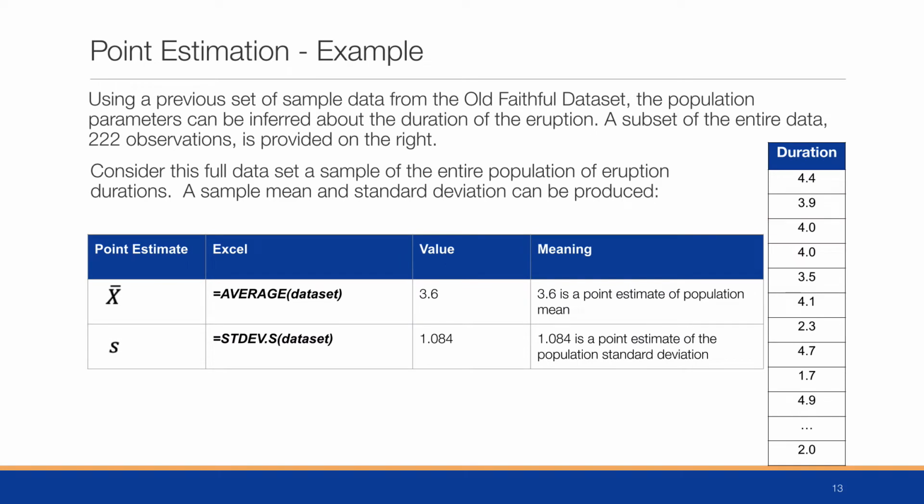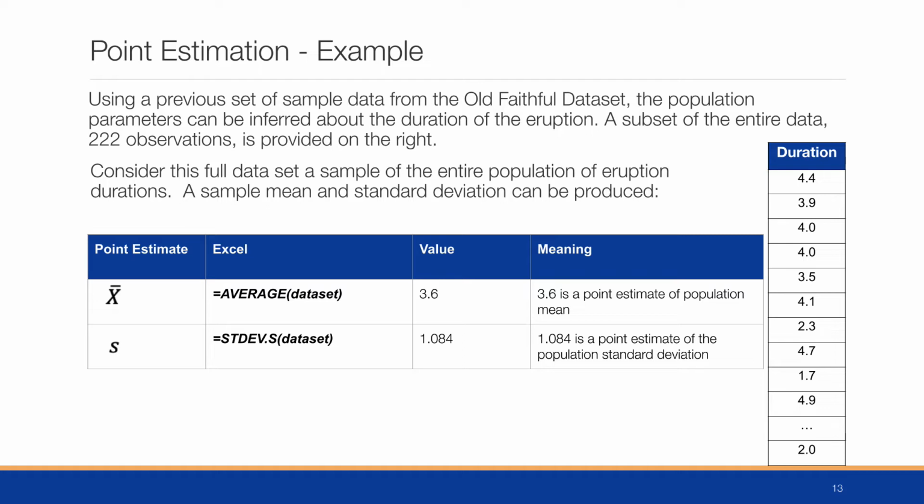So using a previous data set that we had seen before, the sample data set for Old Faithful, the population parameters can be inferred about the duration of the eruption. So a subset of the entire data, 222 observations, is provided here on the right. We've just taken a few of them. They range from 4.4 all the way down to 2.0. They're cut off with those 3 dots so that I can fit it here on the screen. What we'll do is take the average of a sample, 222 observations, and that average is 3.6, denoted by x bar. 3.6 is a point estimate of the population mean, meaning that the eruption is around 3.6 minutes.